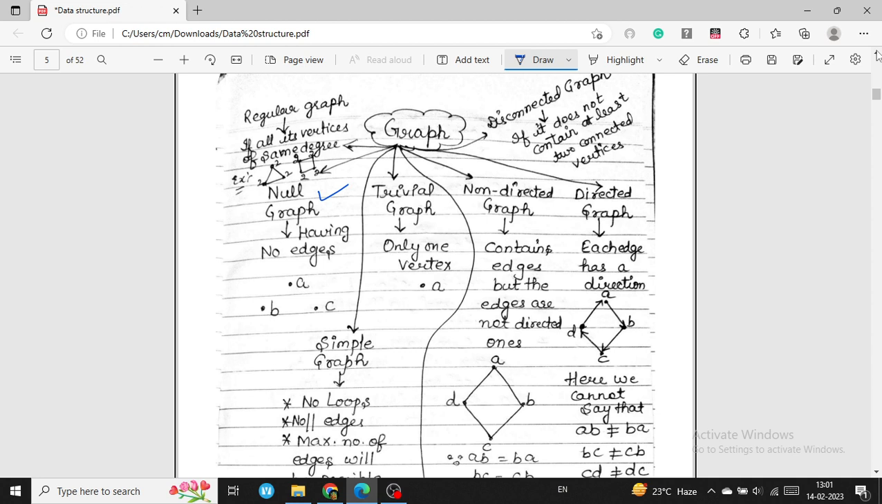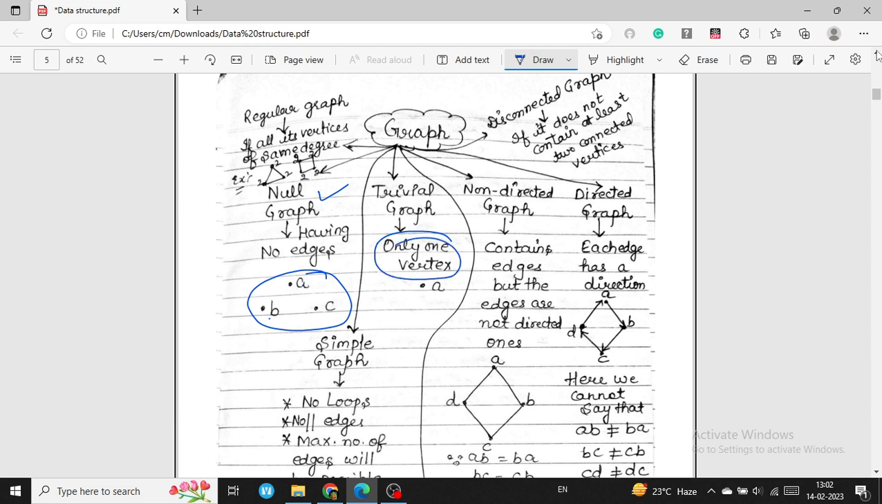A null graph is a graph having no edges. You can see here dots: vertex A, vertex B, vertex C, which are not connected with each other and there are no edges. That is a null graph. A trivial graph has only one vertex, and that is known as a trivial graph.